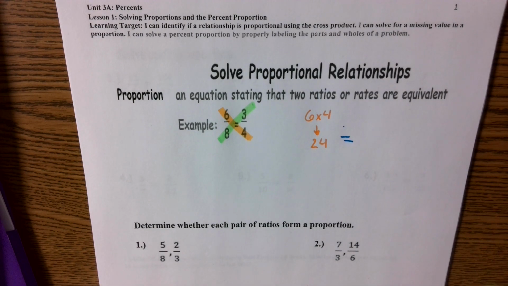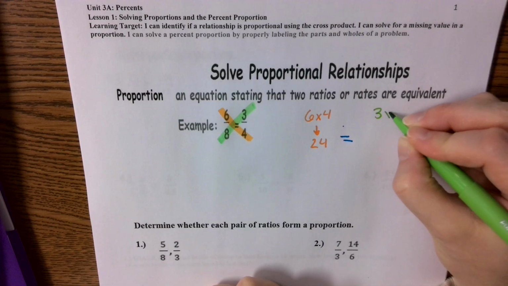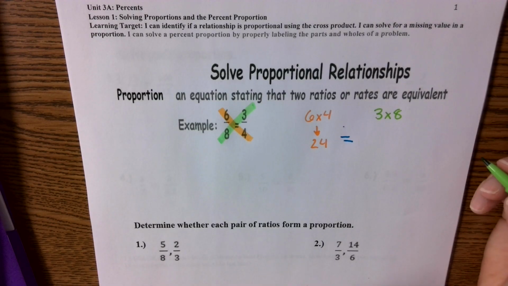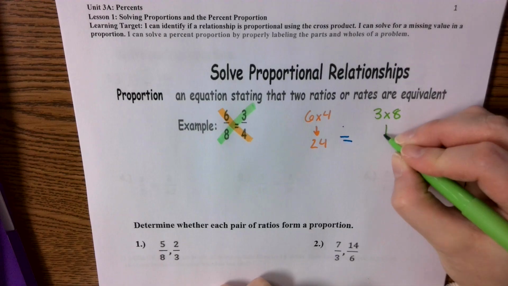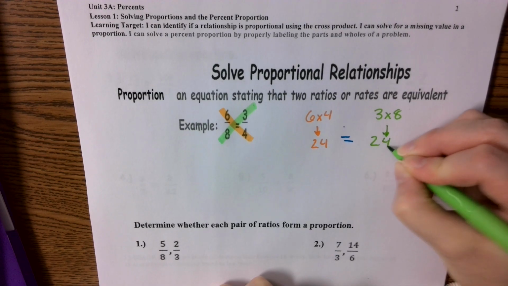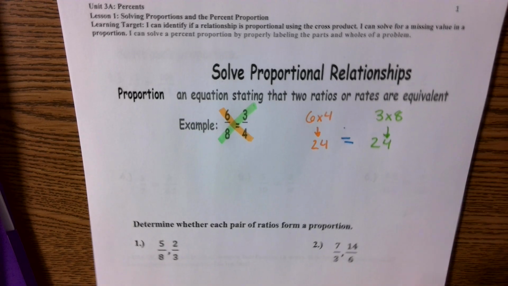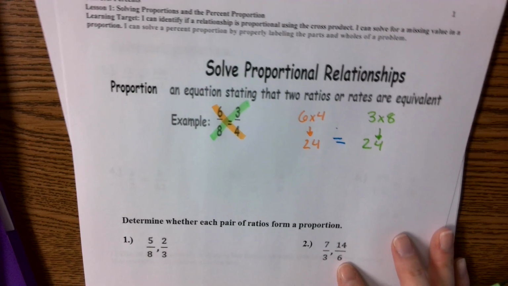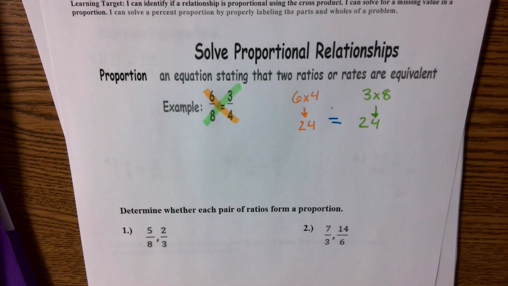So when we do 8 times 3 or 3 times 8, whichever order you're multiplying, because remember, 8 times 3 and 3 times 8 are the same because of the commutative property. That is also equal to 24. So the fact that they are equal to each other does make that a proportion, a proper proportion. Okay? You can test them out all the time.